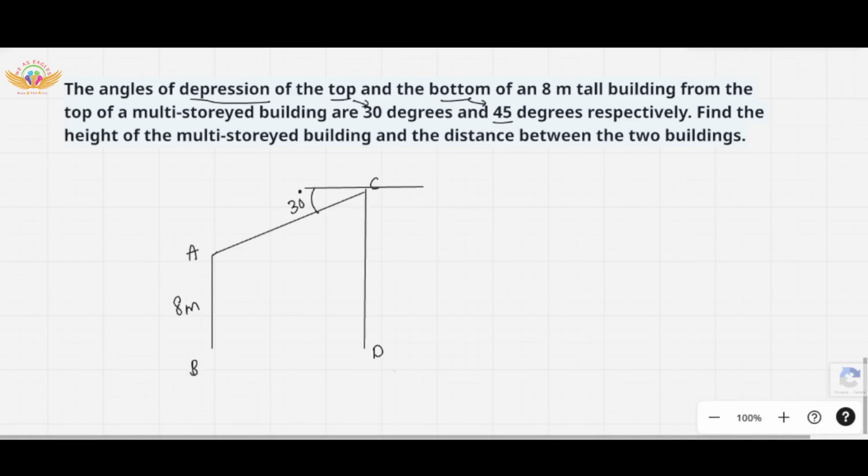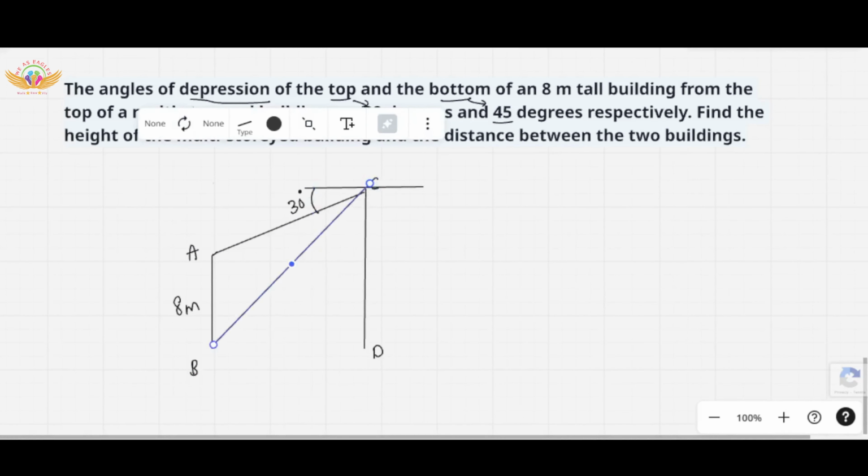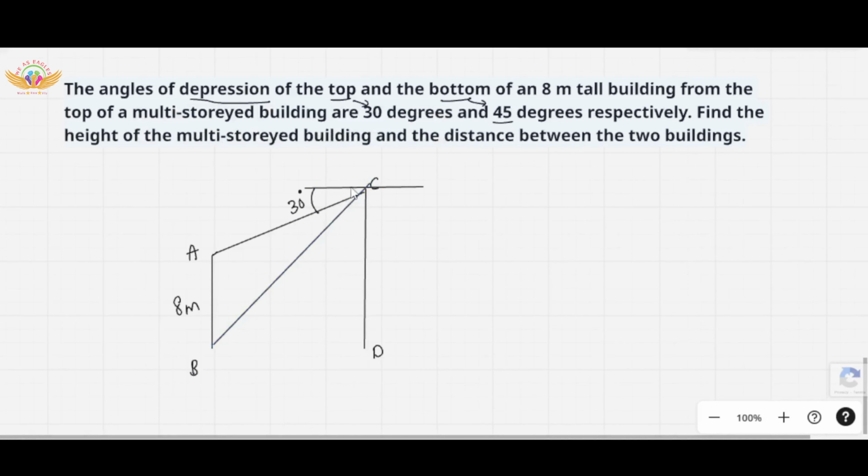So let us draw another line to the bottom. This is the angle made by this line, that is 45 degrees. Let us join the ground, the line of sight. So this is our diagram. Let us also join this line also.